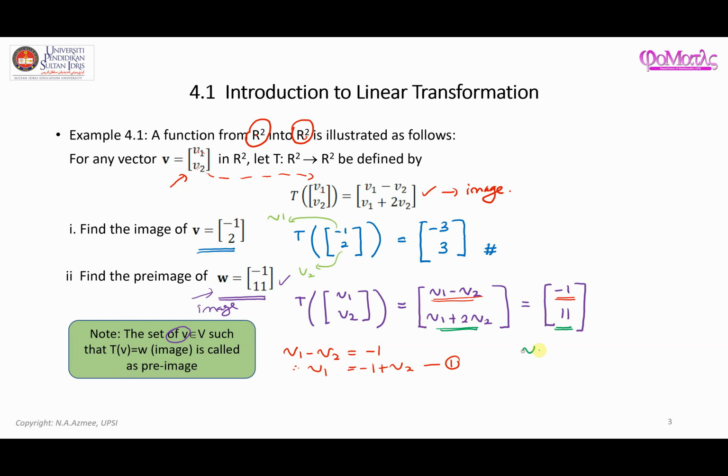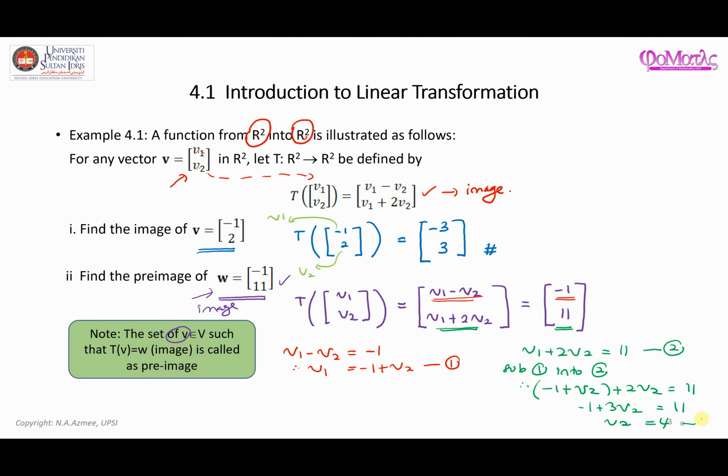Okay, we can have v1 plus 2v2 is equal to 11. So this is equation 2, and we are going to substitute 1 into 2. Therefore, negative 1 plus v2 plus 2v2 is 11. And here, negative 1, 3v2 is 11. So v2 here, well, you can see 12. So 12 divided by 3 is going to be equal to 4.